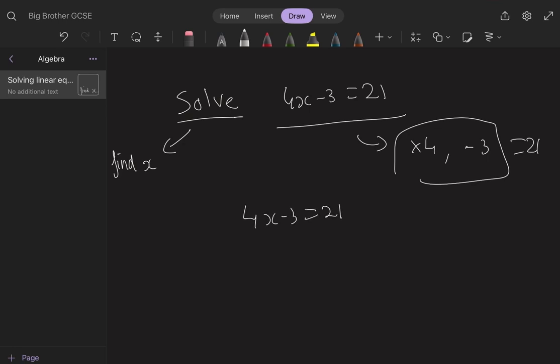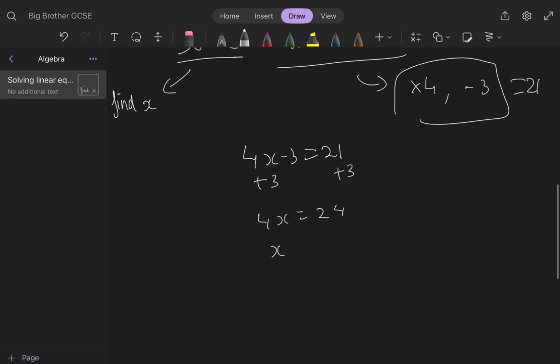To both sides, to find x, we must plus 3. Plus 3. 4x is now equal to 24. To find x, we must divide by 4 to both sides. 24 divided by 4, x is equal to 6.